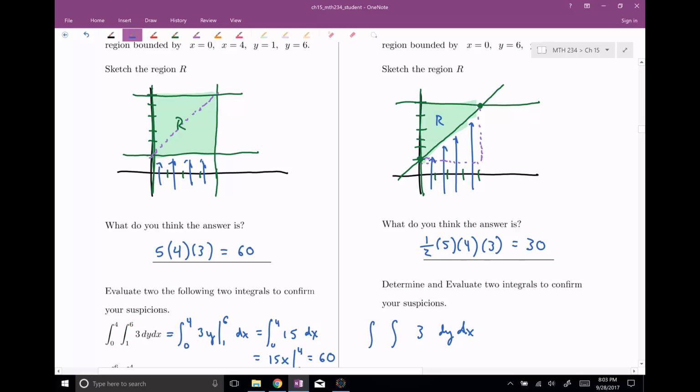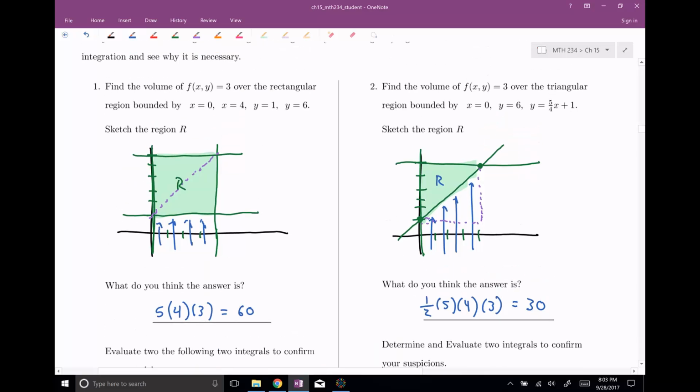So in this case, when I'm moving up, you can see, well, I need to start at different heights, right? It really depends on where I am in the x. So it's instilled in this equation here, y equals 5/4 x plus 1. So I need to start adding up this volume as soon as I run into that line. And luckily, this is a y value, right?